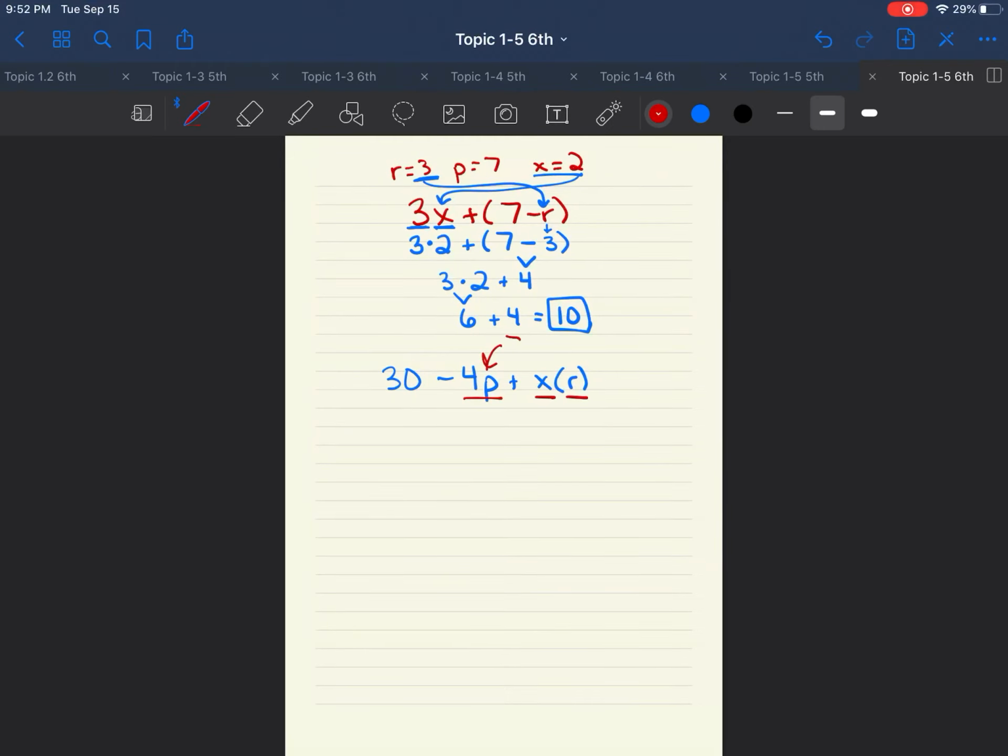Okay, so the p is 7. So that is 7. The x is 2. And the r is 3. It's almost like we're given a code to solve this. So now let's rewrite the problem.